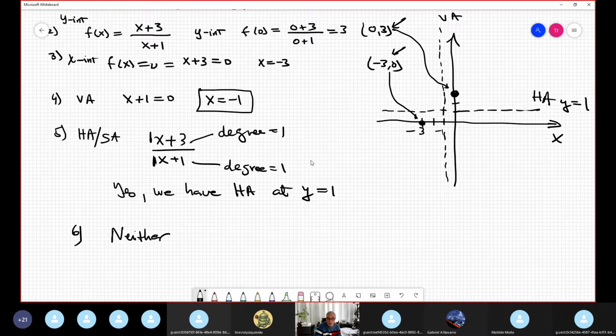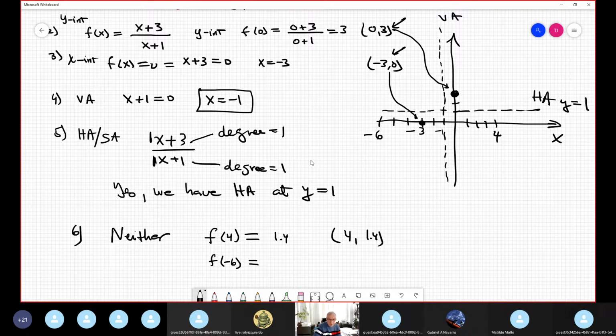An additional point, I take totally arbitrary, for example, I take 4. Evaluate the function at 4. And the answer is 1.4. And the point is 4, 1.4. I take negative 6, negative 4, 5, 6. And f at negative 6 is equal to 0.6. It's negative 6, 0.6.